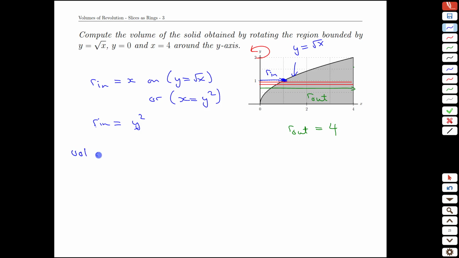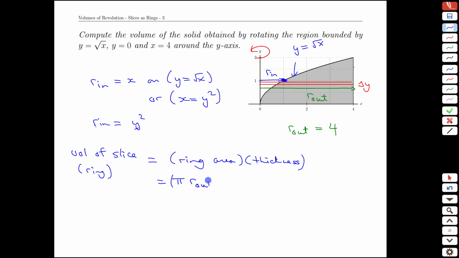We're now ready to find the volume of a slice, which is the volume of a ring with a little thickness to it. And that's going to be our ring area times the thickness. And the thickness, imagine a thin slice like this, is going to be a little increment in y, so we call it delta y. The ring area, we'll do this in stages. Based on our formula on the last page, we take the area of the outer circle minus the area of the inner circle, and then the third dimension is just delta y.